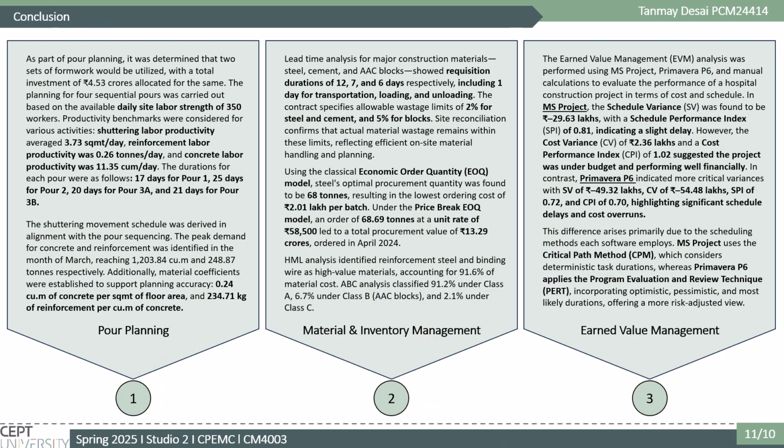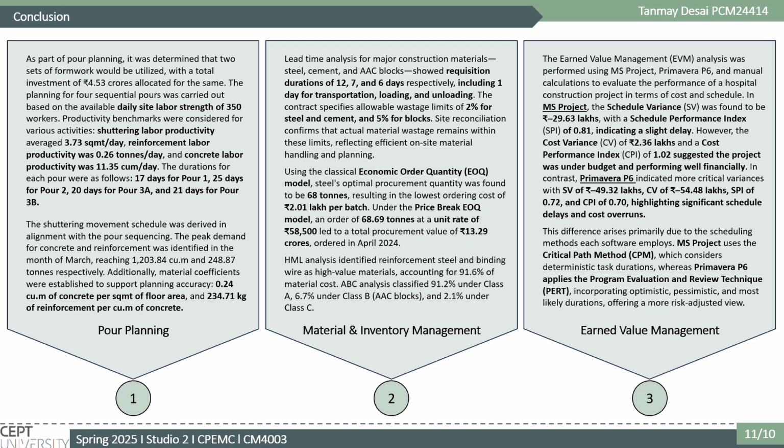Now concluding by summarizing the topics: in pour planning we have calculated the slab cycle of 17, 25, 20 and 21 days for pour 1, 2, 3A and 3B respectively. We carried out the labor productivity for shuttering, reinforcement and concrete at 3.73 square meter per day, 0.26 ton per day and 11.35 cubic meter per day, with coefficients of concrete and steel at 0.24 cubic meter per square meter and 234.71 kg per cubic meter respectively.